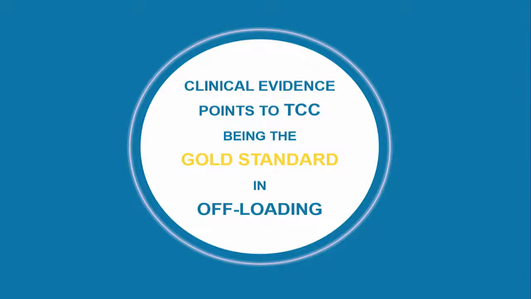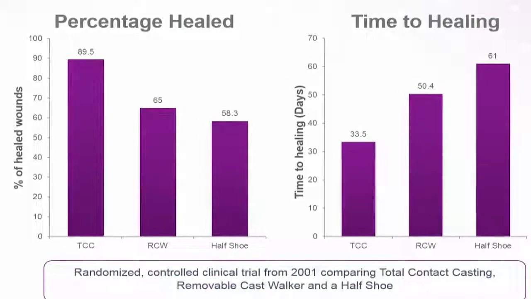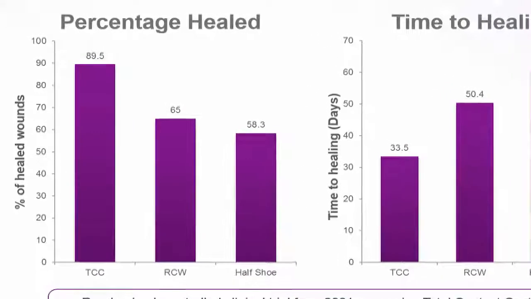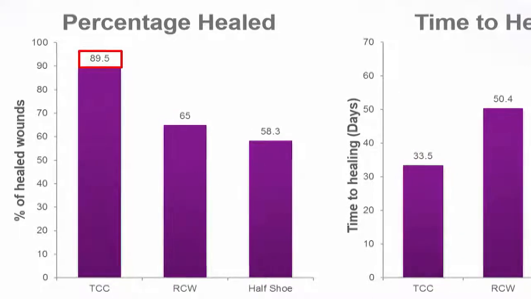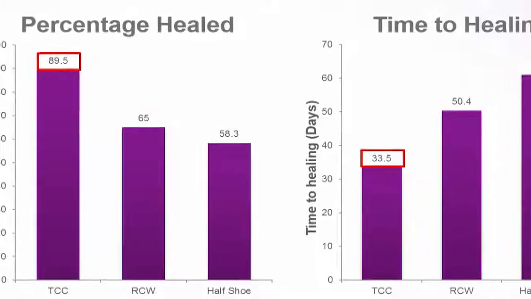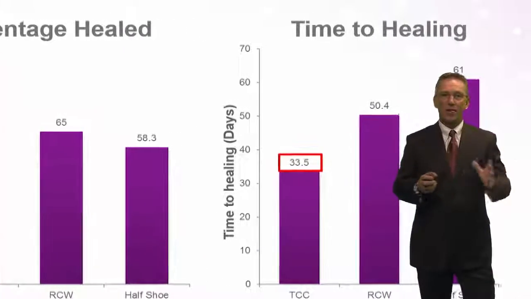So let's talk about some clinical evidence utilizing the total contact cast that reiterates that it's a gold standard in the offloading arena. If you look at studies that were done 15 years ago in 2001, this is a study that was performed by Dr. David Armstrong and his team. They looked at total contact casts against removable cast walkers against half shoes. And if you look at two things that are very important, percentage of patient healed is about 90%, time to healing, in this case about 33.5 days. It's nice to see old studies validated.